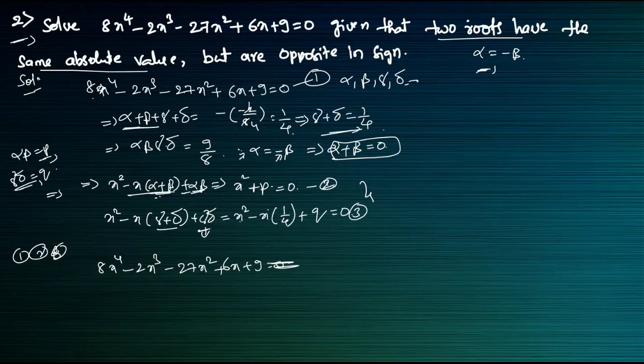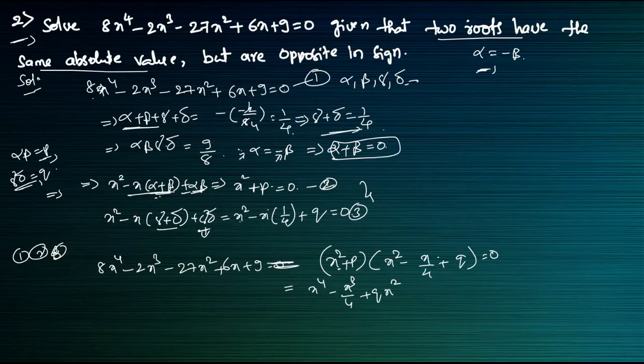So the second equation is what? x square plus p into x square minus x by 4 plus q is equal to 0. If you multiply this one, it will become x square into x square, x power of 4, x square into minus x cube divided by 4, x square into q, q x square, plus px square minus px divided by 4, and p into q, plus pq will come here. Okay, so this will come here.